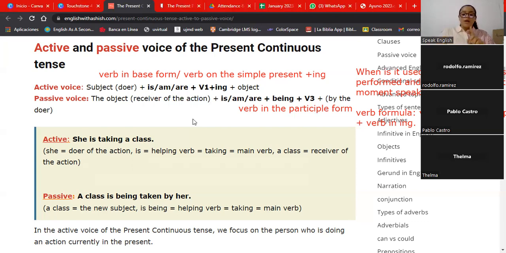Okay? Now, as you see over here, we have the verb to be in the base form, but we also have the verb to be in the continuous form. Now, I want to ask a question because I saw this in the exam. What is the difference between being and been?